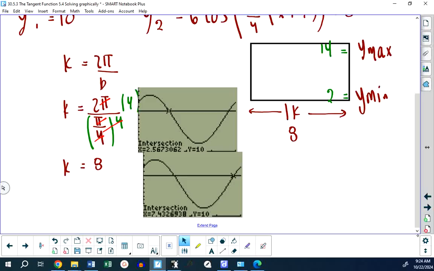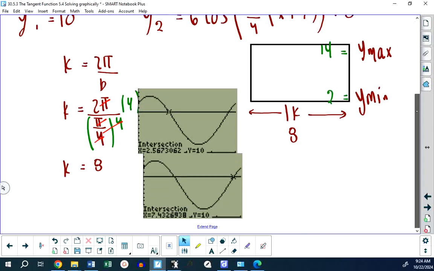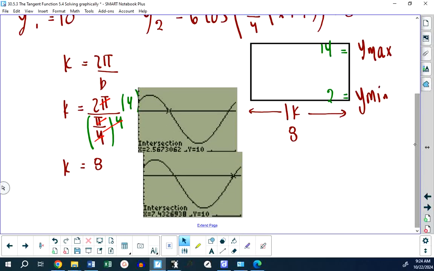Don't worry about the domain that's given here. I'm not interested in that. Okay? I'm interested for this question in the solutions from 0 to 1 period. If you do want all of the solutions from 0 to 2 pi, then you can take either of these and keep adding 8, because 8 is the period. But I don't care about that. In fact, if you want, just cross off the 0 to 2 pi. I'm not interested in that.